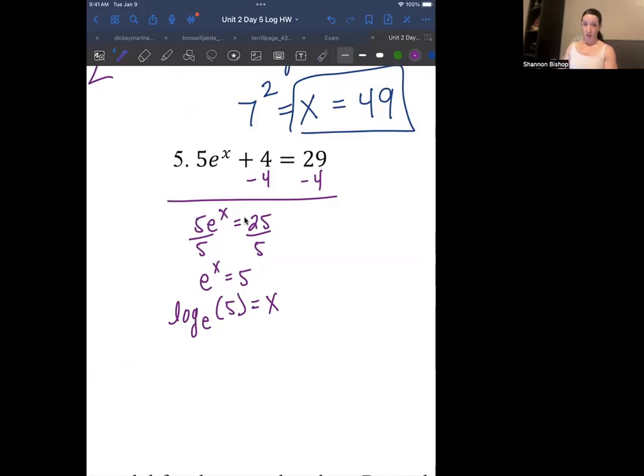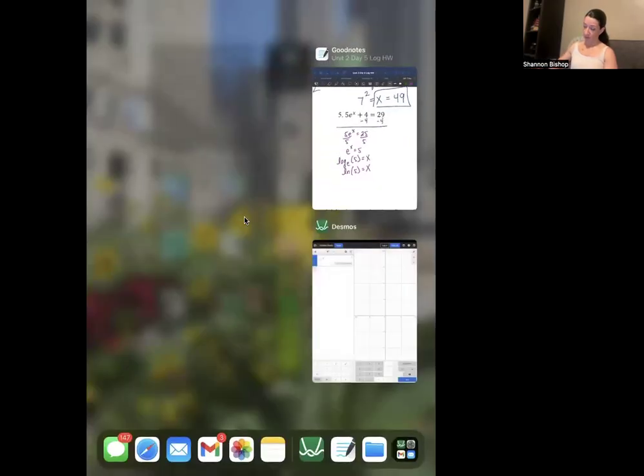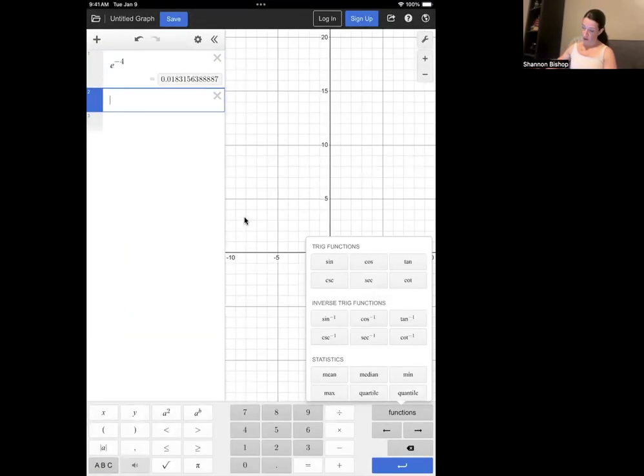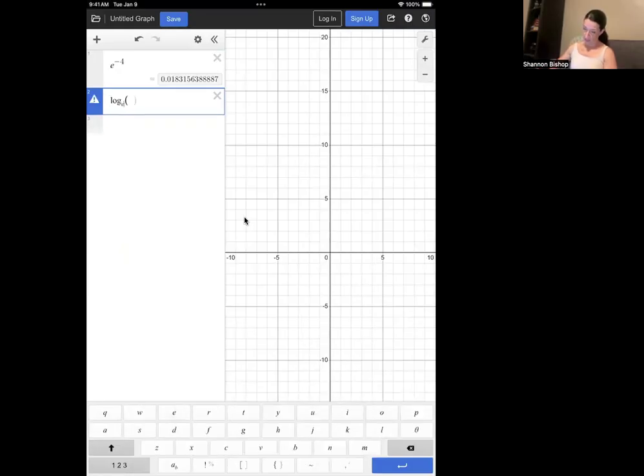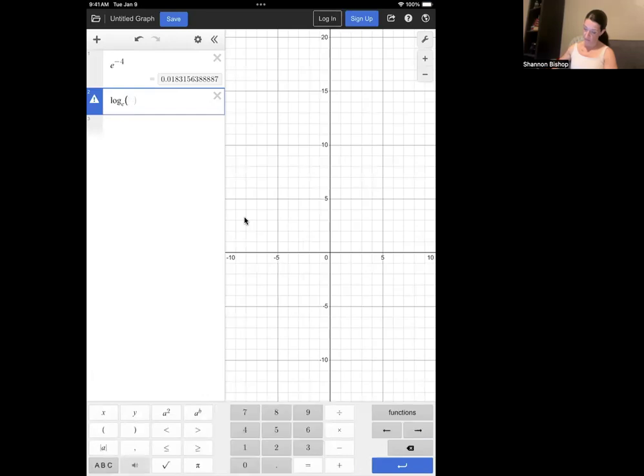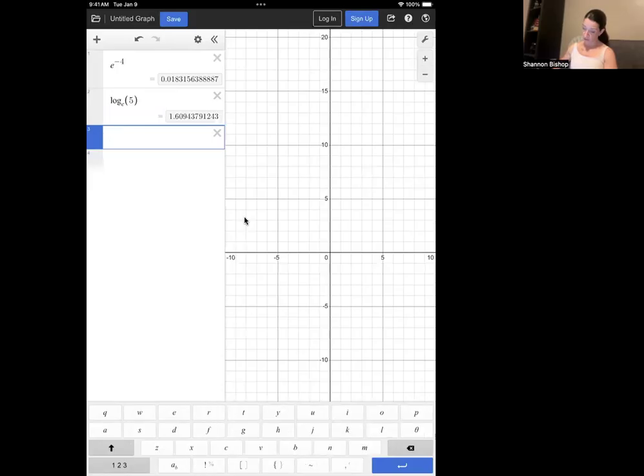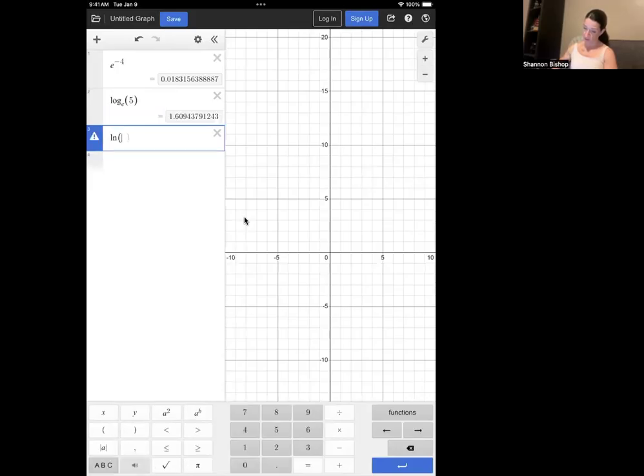That is technically correct. If somebody who knows any math would walk into the room, though, they would look at that and they would say, log base e, don't you just mean ln? So then we could, if we wanted to, write the natural log of 5 equals x. And these do come out to be the same. So if I do log base e of 5, I get 1.609. Or if I just take the ln, natural log of 5, I also get 1.609.